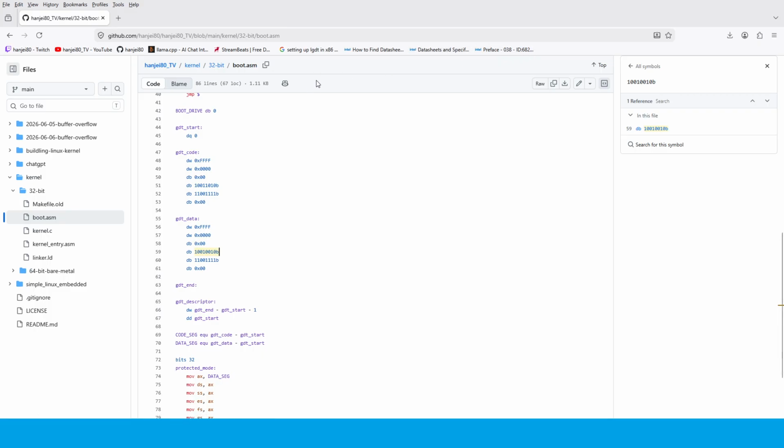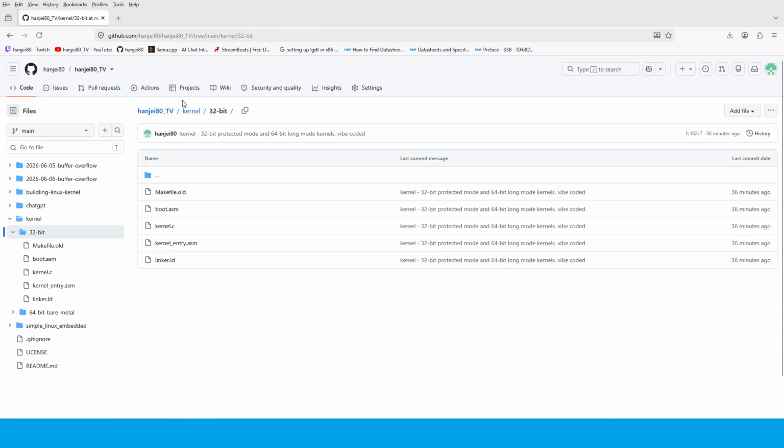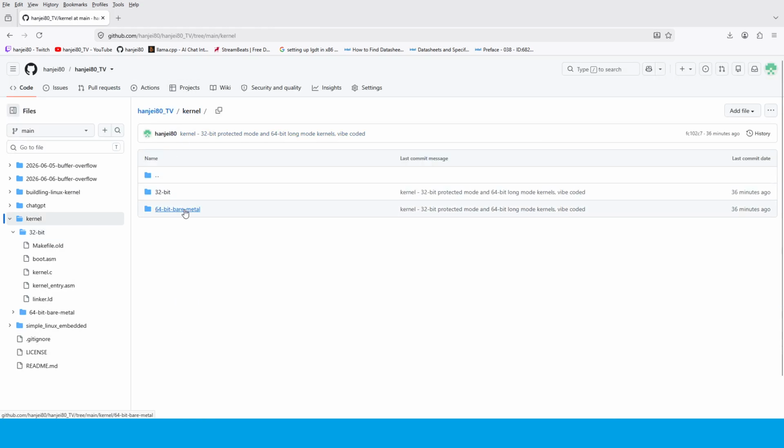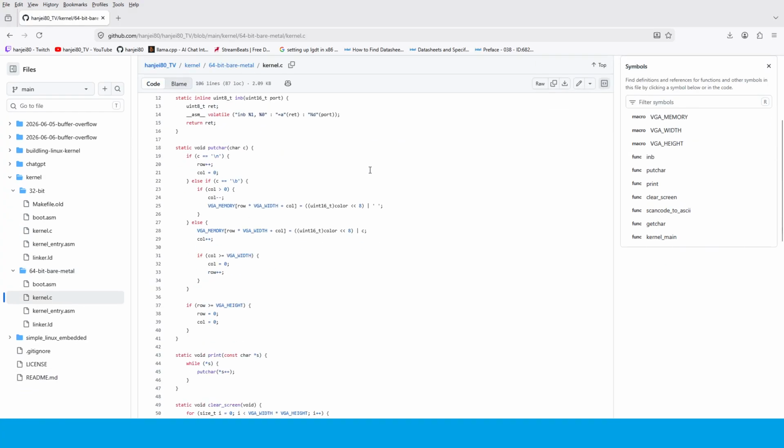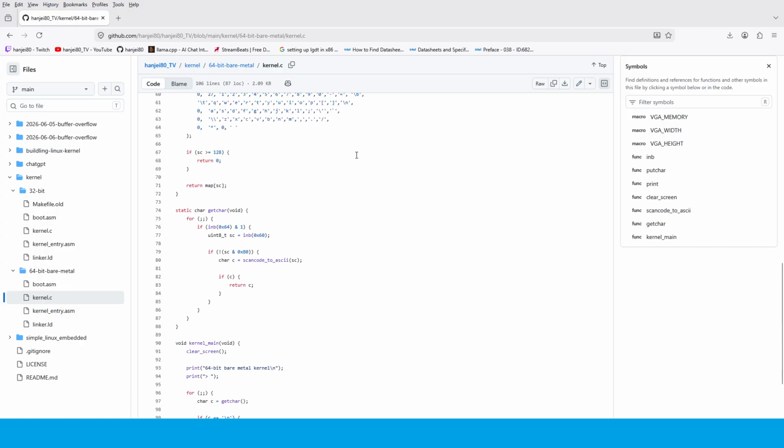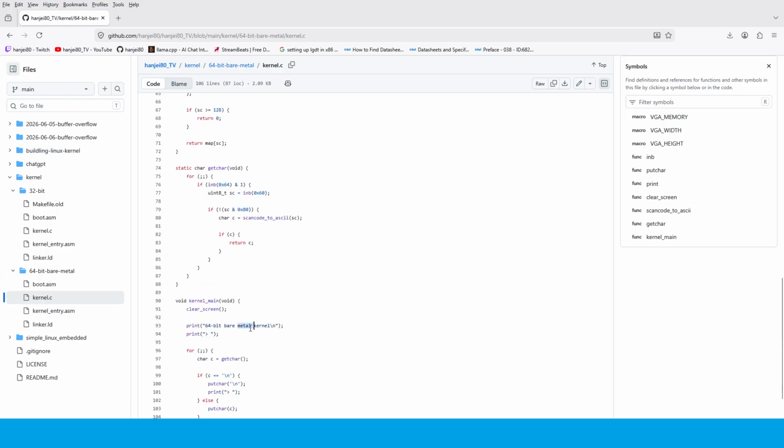Anyway, we go back out, we go to 64-bit. There's no difference in the kernel, it's exactly the same. It's C code, so it's exactly the same, just changing this to print 64-bit.